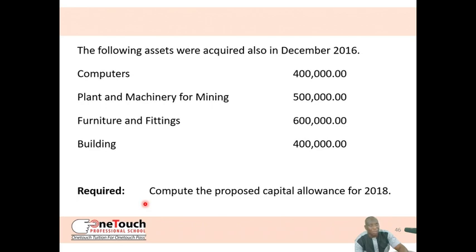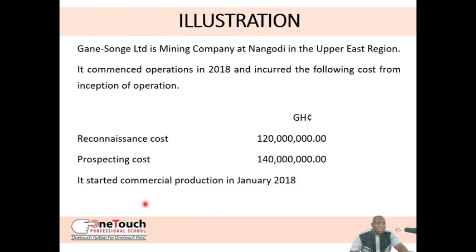So now you look at these ones. These ones are expenditure normally incurred before production. Reconnaissance costs, prospecting costs. This is a search for the mineral, and this is the development of the mineral, the prospecting. Okay, so when you put the two, we call them pre-production costs, costs before production. 140 plus 120 will give you 260.